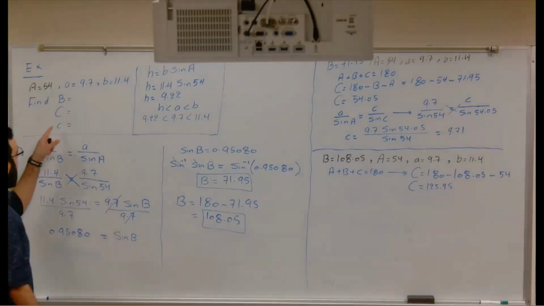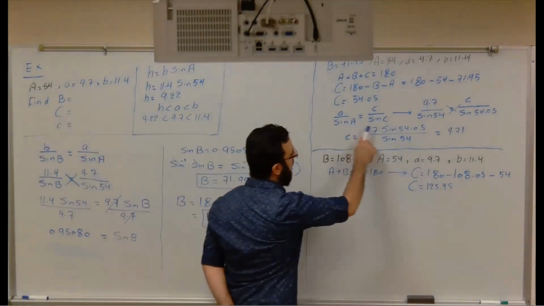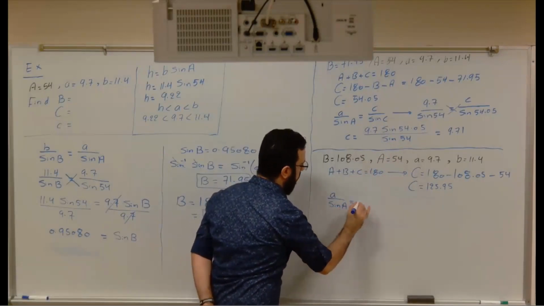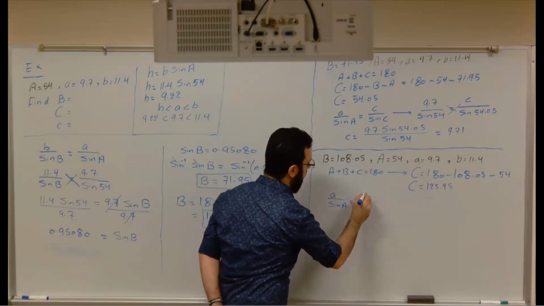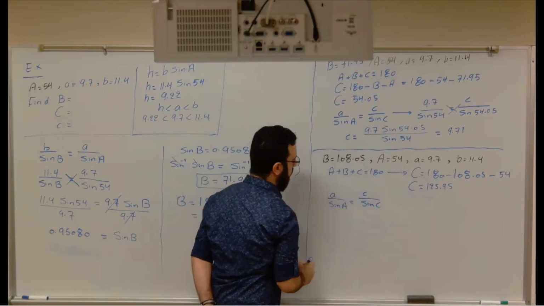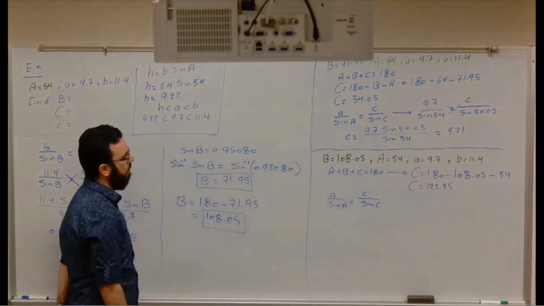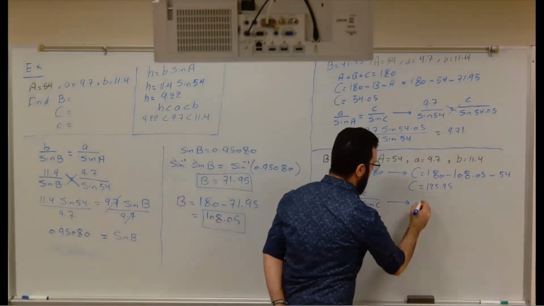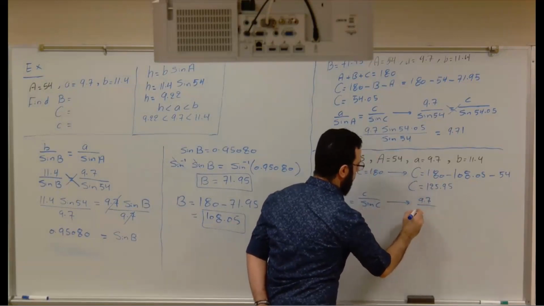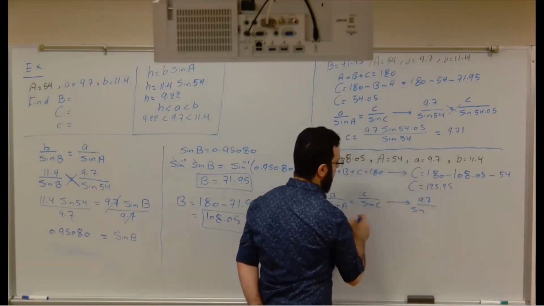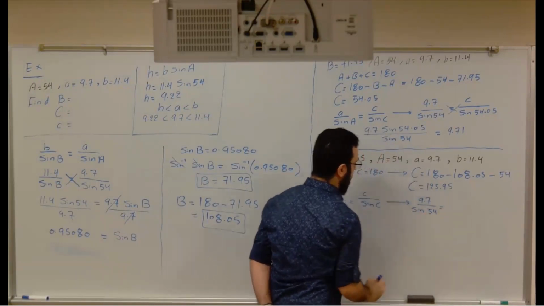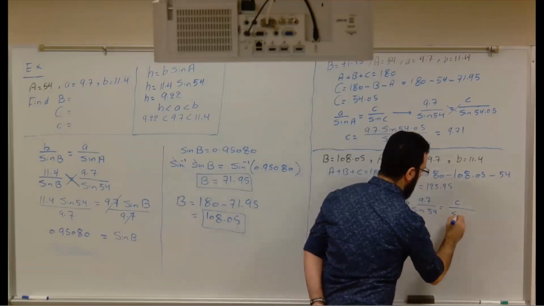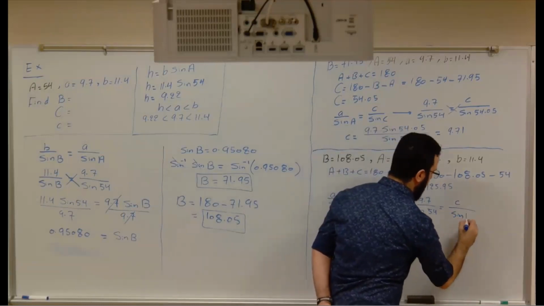I have the angle C, now I need to find the side C, so you're gonna do exactly the same thing here. That means A over sine A equals B over sine B, equals C over sine C. Or we can use the B, it's fine. A is 9.7 divided by sine 54 equals the side C divided by sine the angle C, which is 125.95.